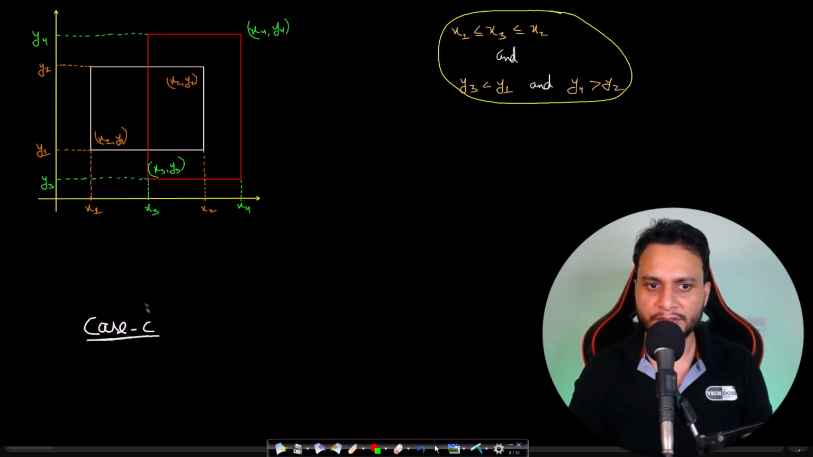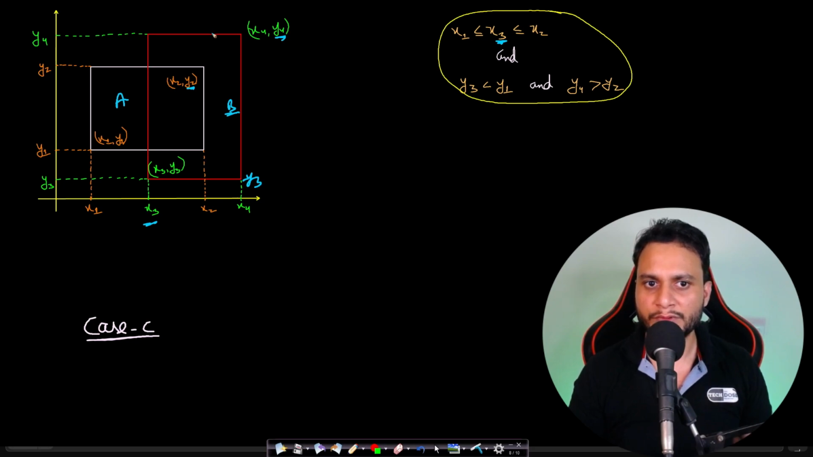Now let's look at case C. Case C is something like this. In this case, if this kind of case arises for A and B, then both the previous cases will not be able to determine the answer in this case. So what happens is your x3 is lying in the range of x1 and x2. But once you consider about the y coordinate, the y4 is higher than y2, and if you see this y3, this is y3 is lower than y1.